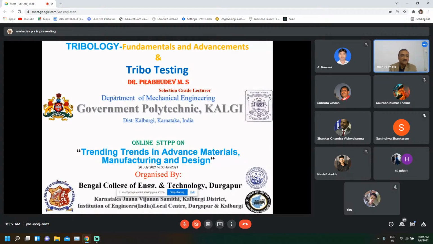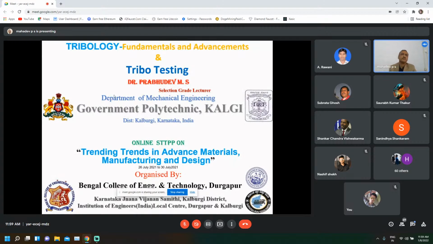This is a 5-day STTP on trends in advanced materials, manufacturing and design, organized by Bengal College of Engineering and Technology, Durgapur, West Bengal, in association with Karnataka Gnana Vijnana Samiti, Kalburgi district, and the Institution of Engineers India, local centers Durgapur and Kalburgi, Karnataka. I am very happy to be part of this 5-day workshop, with many stalwarts giving talks on different topics related to materials, manufacturing and design.